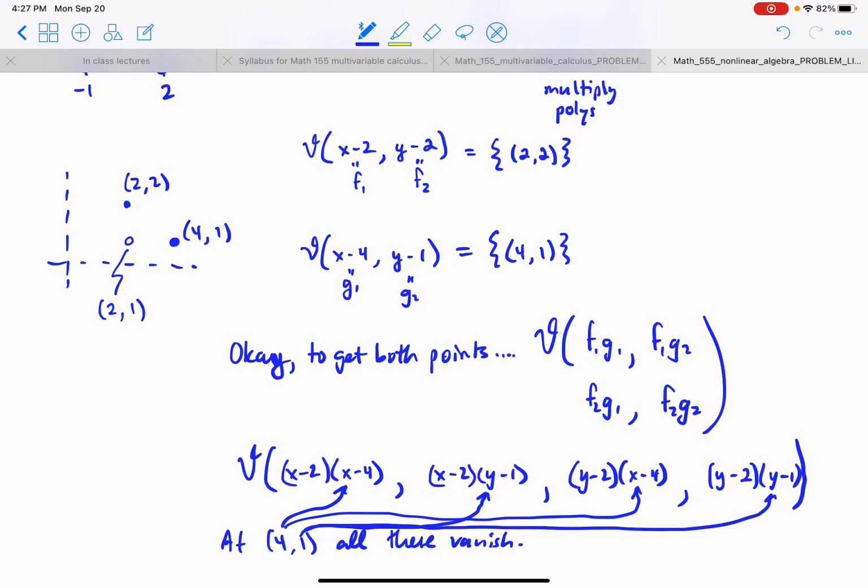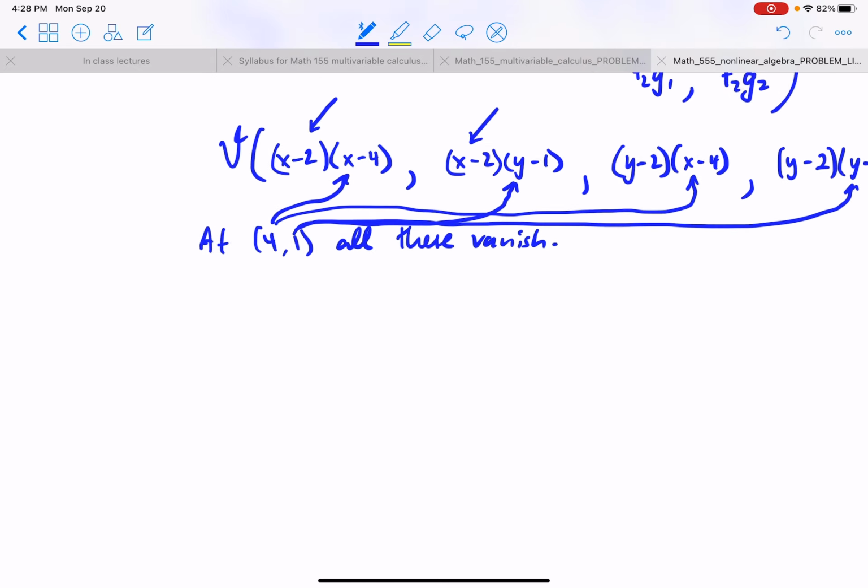So why is 2, 1 not? Well, this vanishes at 2, 1, because when I plug in x equals 2, I get 0. This vanishes at 2, 1. But look here, this does not vanish at 2, 1. This does not vanish at 2. Oh wait, yeah, it does. So really, it's just this polynomial here that makes it so that we don't get 2, 1. And that's great because we didn't want 2, 1. We just wanted those 2 points.